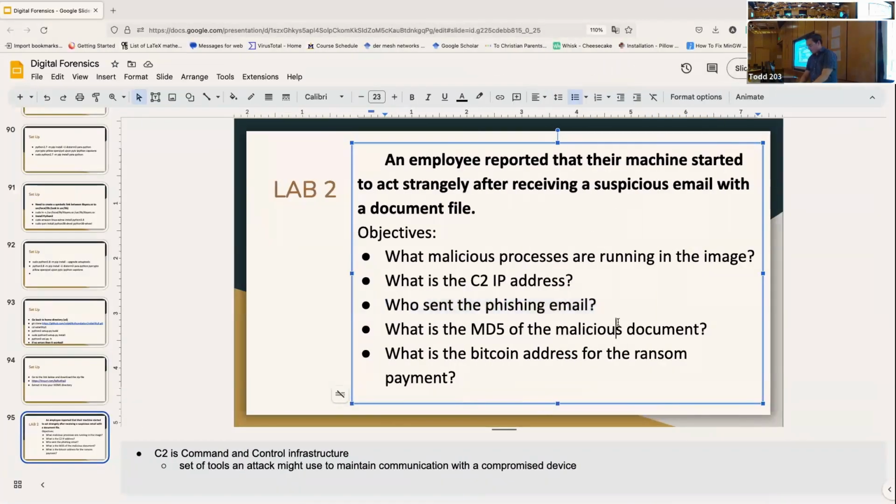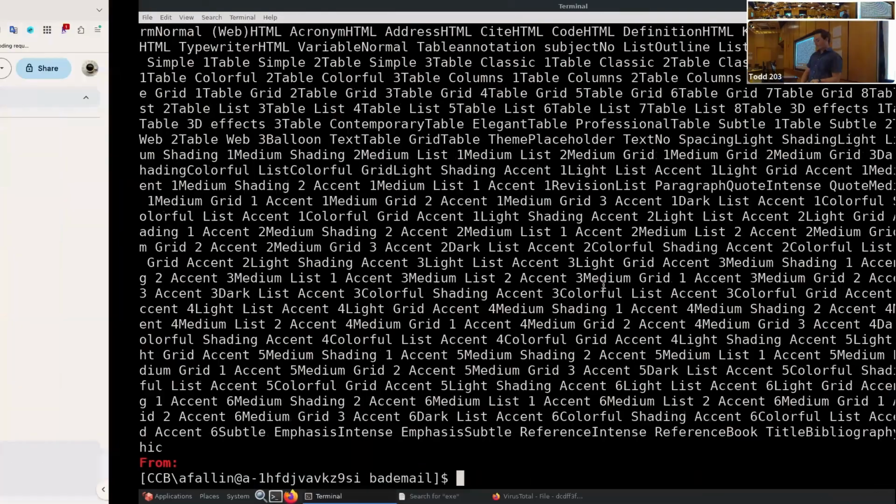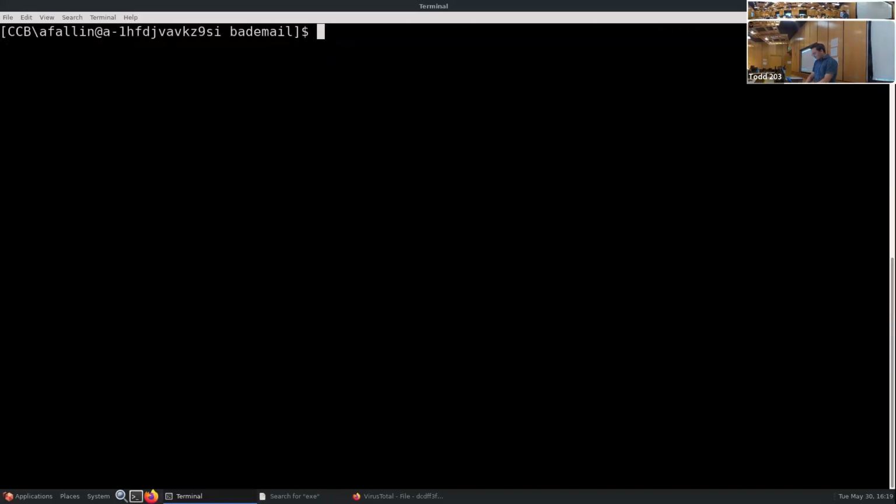Let's try to find the hash of the document, or try to find the document itself, right? So to start looking for the document, we know who it's from, we know that a phishing email was sent in Outlook, but we don't have any of the files from Outlook. So the next command we're going to run is dumpfiles.